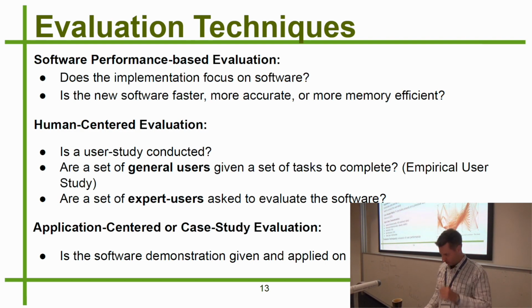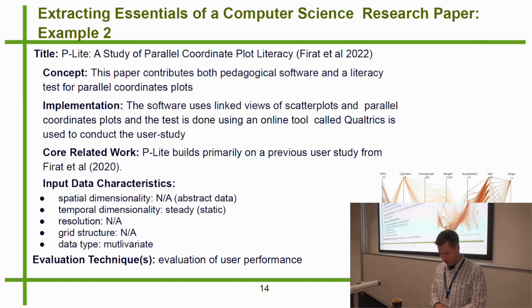Okay, here's another example. Extracting the essentials of a computer science research paper, example 2. The title is called P-Light, a study of parallel coordinate plot literacy. This paper contributes both pedagogical software and a literacy test for parallel coordinates plots. So it's a one-sentence summary of the concept, right? And it's using that word contribute, right?